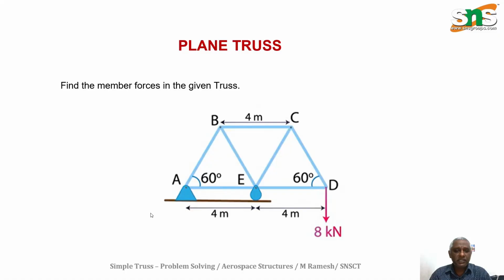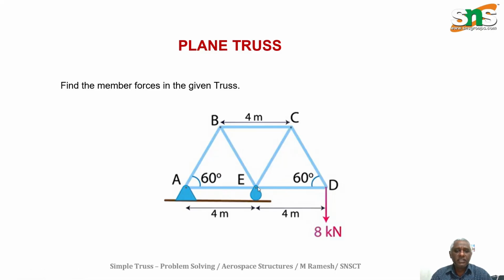We are given a truss with the members AB, BC, CD, DE, EA as well as EB. So the number of members is totally 7. Then what is the number of joints? One, 2, 3, 4, 5. That is, the number of joints is 5.